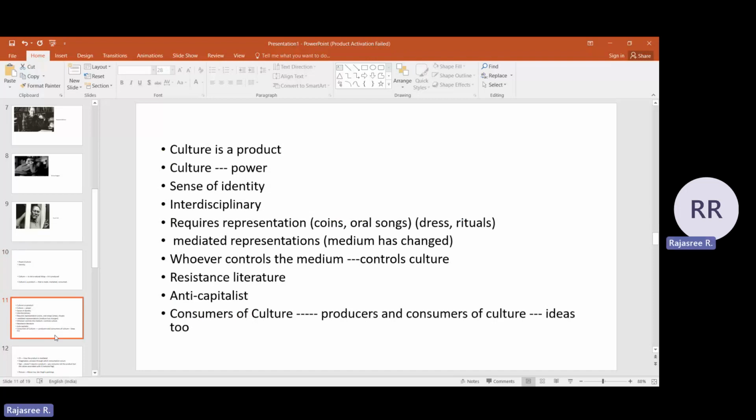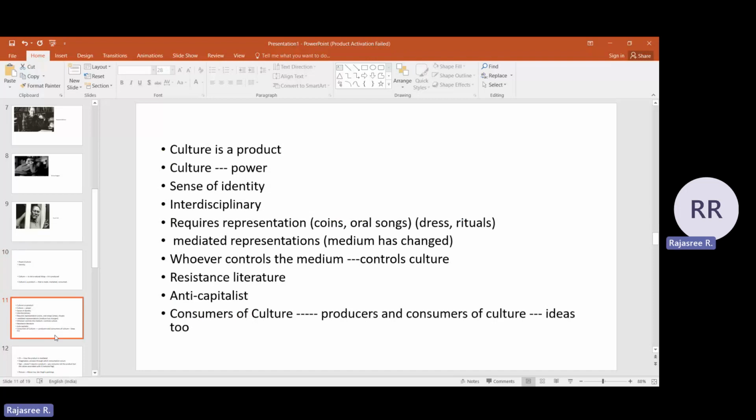it is anti-capitalist because it is based on the foundations of Marxism. So it is anti-capitalist. Then another aspect is that we often refer to consumers of culture.